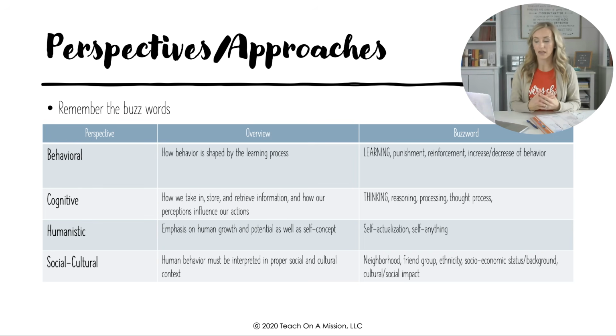Humanists emphasize anything about human growth and potential, and any self-word, self-actualization, concept, esteem, worth, all of that is humanistic. And then social cultural is not just your family, because your family could very much give you a genetic predisposition, right? Social cultural, yes, is family, but it's everybody outside of your family too. So neighborhood, your demographic, socioeconomic levels, and then the big picture being culture and social impact as well.